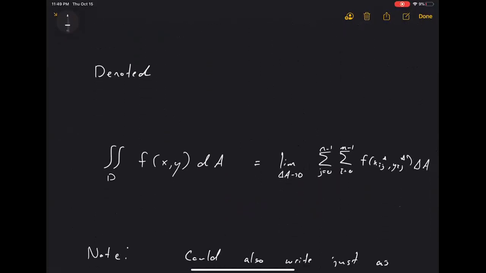So there's a couple ways to write this, but on our right side, we have our limit, right? And we're saying that if this limit exists, we're going to call it the integral. And instead of writing this every time, we're going to use this slightly more compact notation here. All right, so what's going on with this notation?